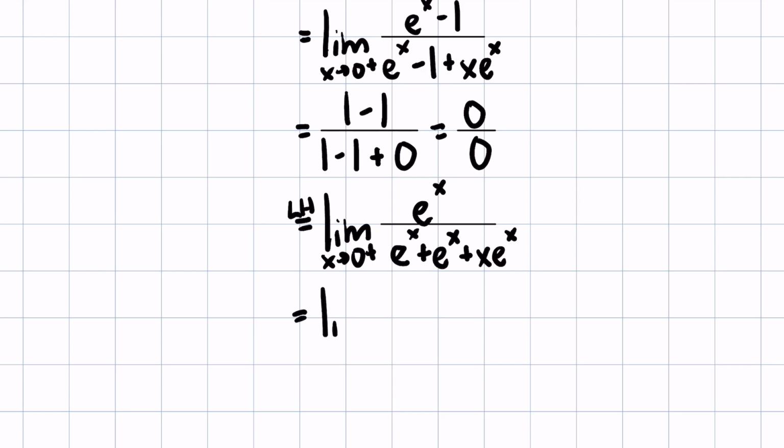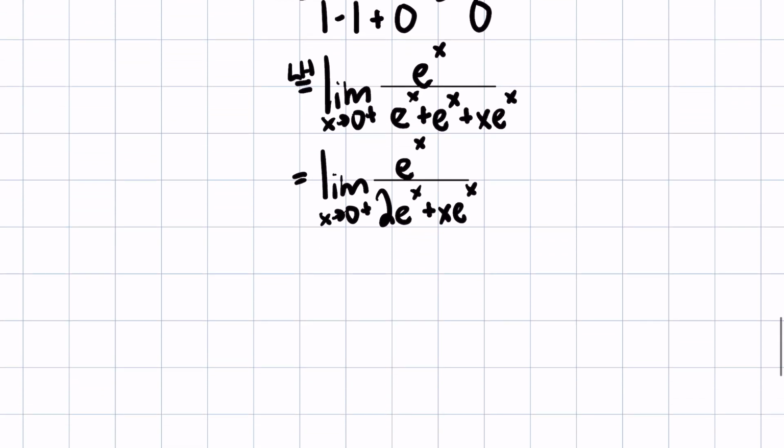So we have the limit as x approaches 0 from the right of e to the x over 2 e to the x plus x e to the x. Now we plug in 0. We have e to the 0, which is 1, over 2 times e to the 0, and e to the 0 is 1, so that's just 2, plus 0 times 1. So this just becomes 1/2, and that's our limit.